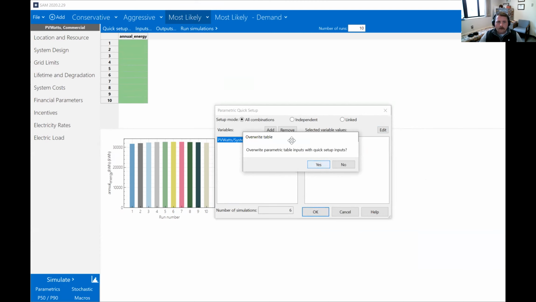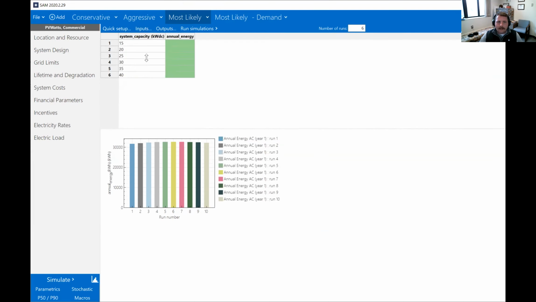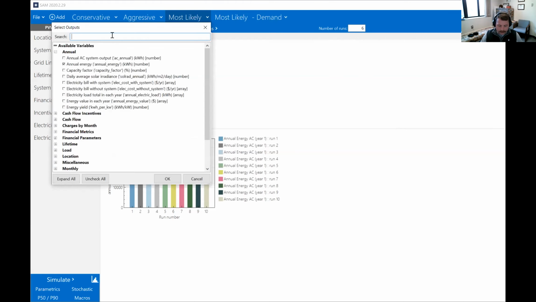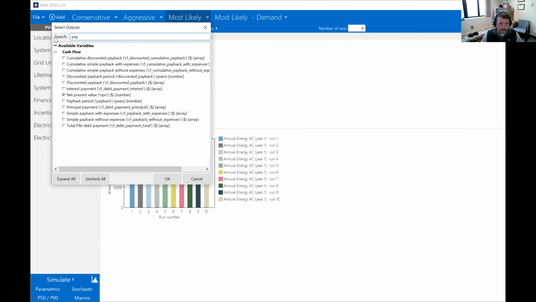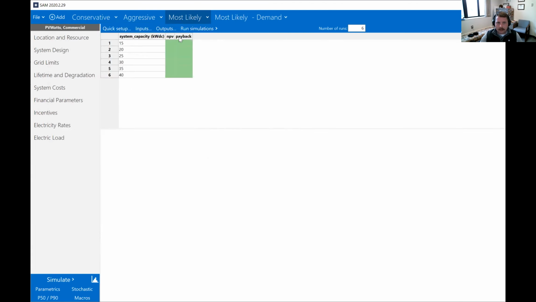Now, the reality is that what we want to output then is our economic return numbers. NPV, we're going to get rid of our annual energy. We're going to put in net present value. And I also want payback. So I'm typing it in because I know that it pops up when I type it in. You can also search around for these and find them. So now I have NPV and payback as my outputs.